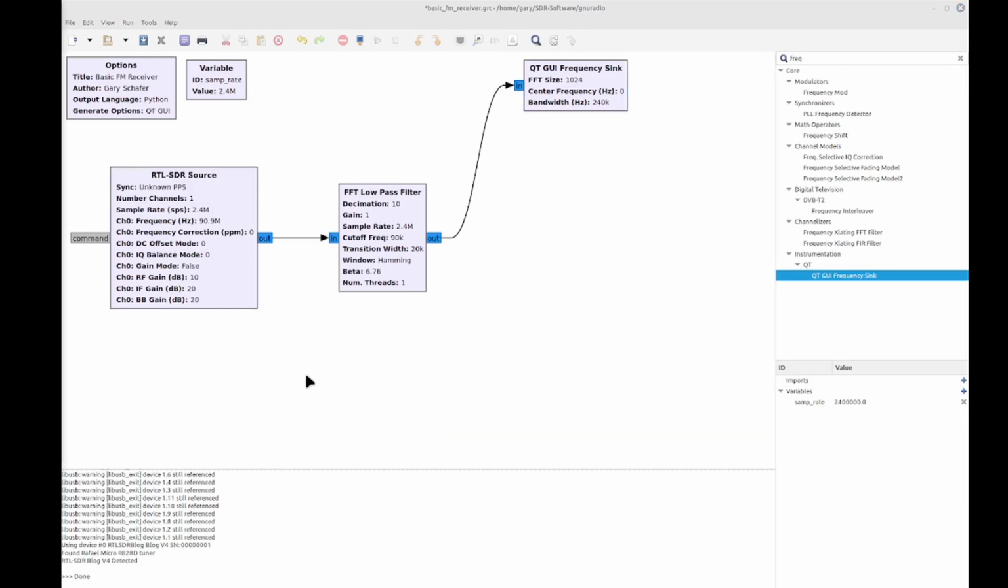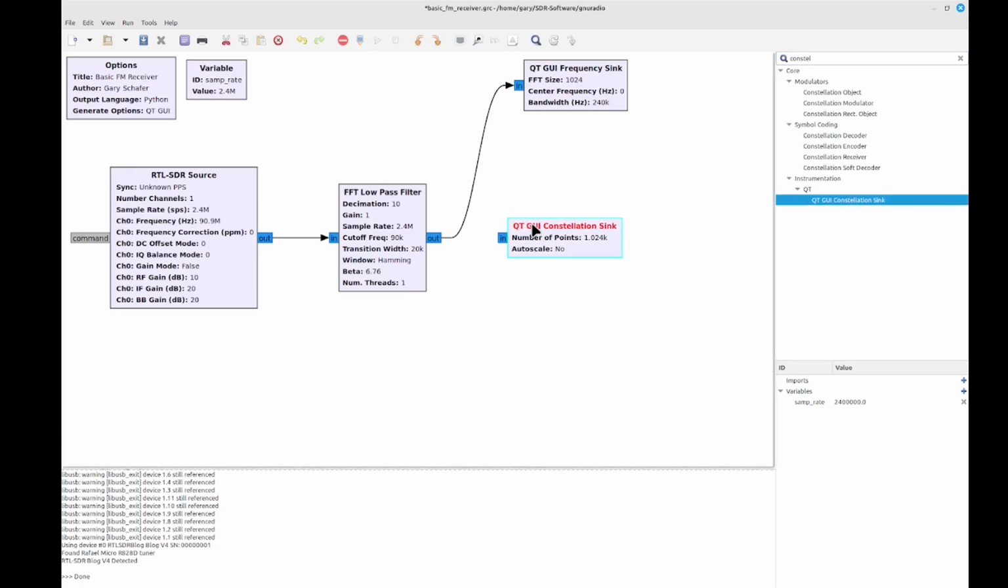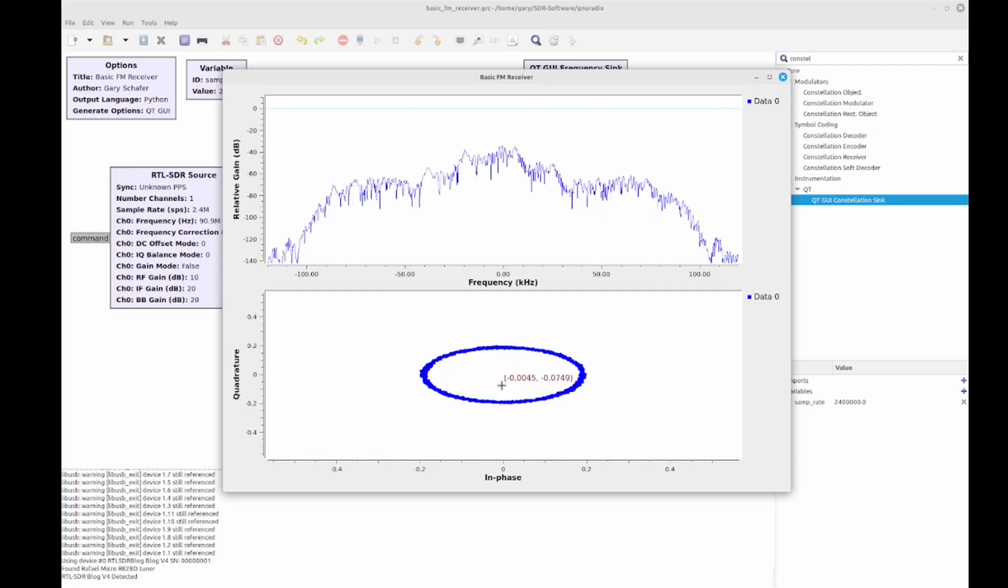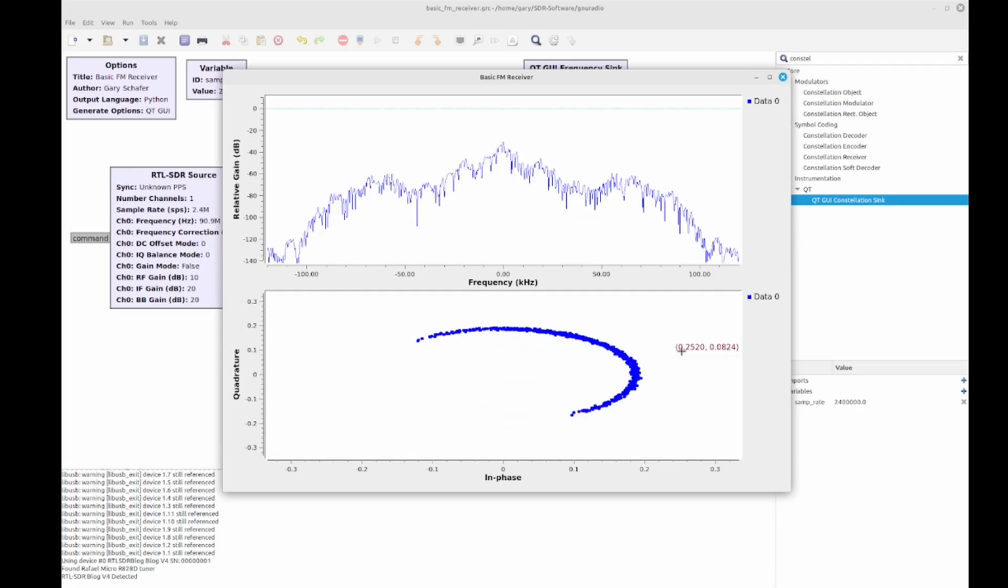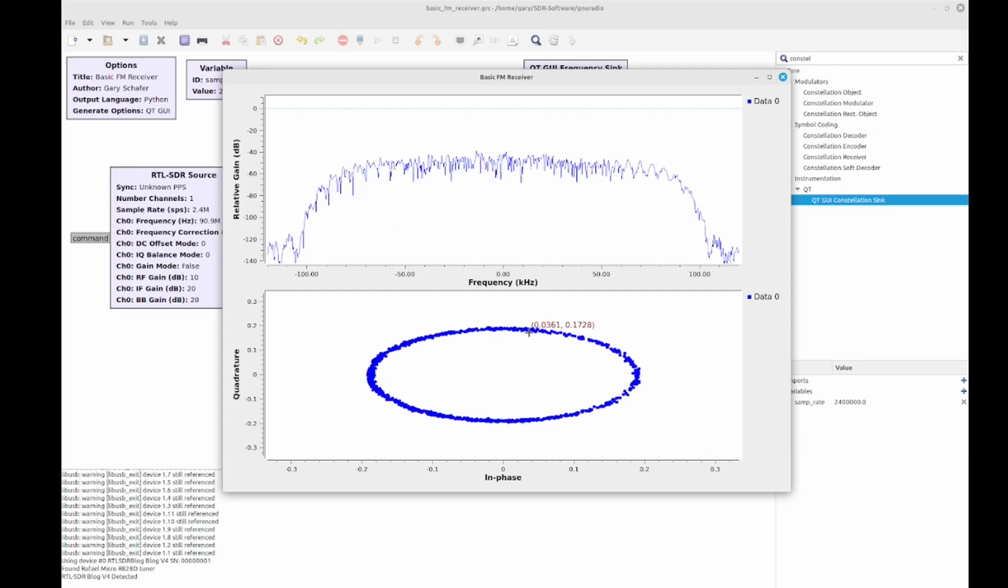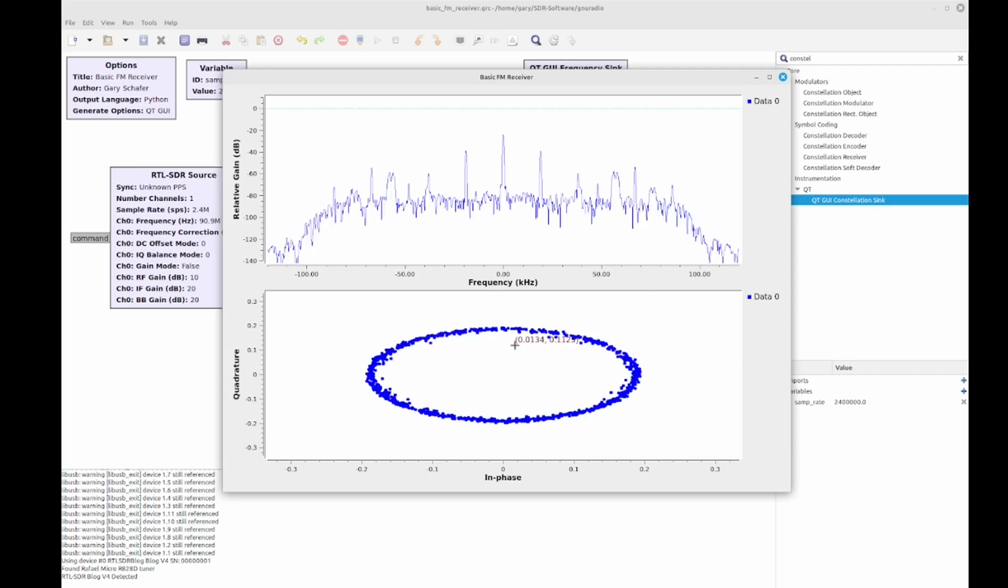The processor for this particular signal is a frequency demodulator. Before I continue on, let me explain how I'm going to build a frequency demodulator. In order to do that, I'm going to add in a constellation sync at the output of the filter here. When I run this, what I get is a ring, sometimes called a donut.